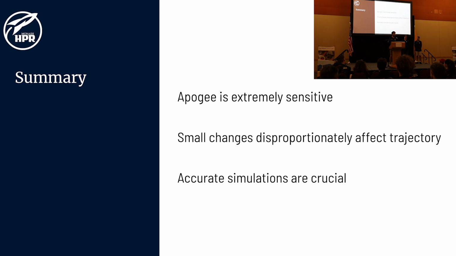To sum up, we've covered 3 key points in today's presentation. Firstly, our apogee is extremely sensitive to a wide range of different design parameters. Secondly, small changes can disproportionately affect your trajectory in many different ways, and it's important to consider more than just apogee. Finally, the underlying theme of this presentation is that accurate simulations are crucial.